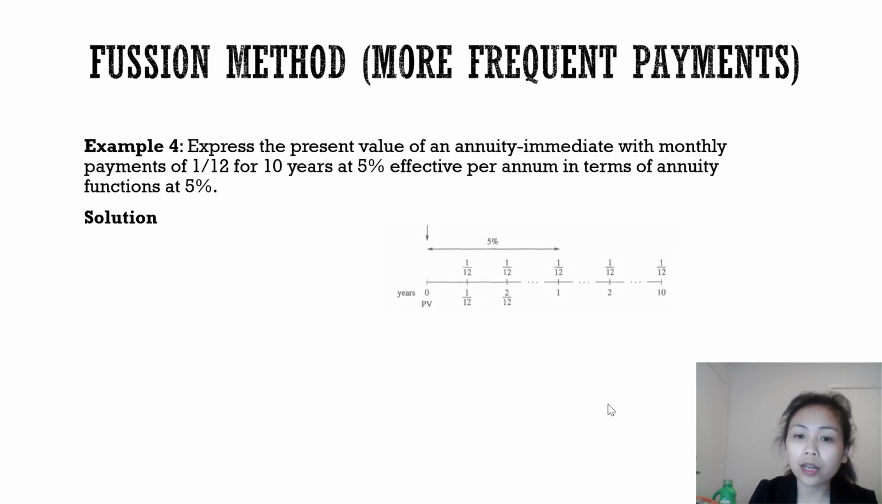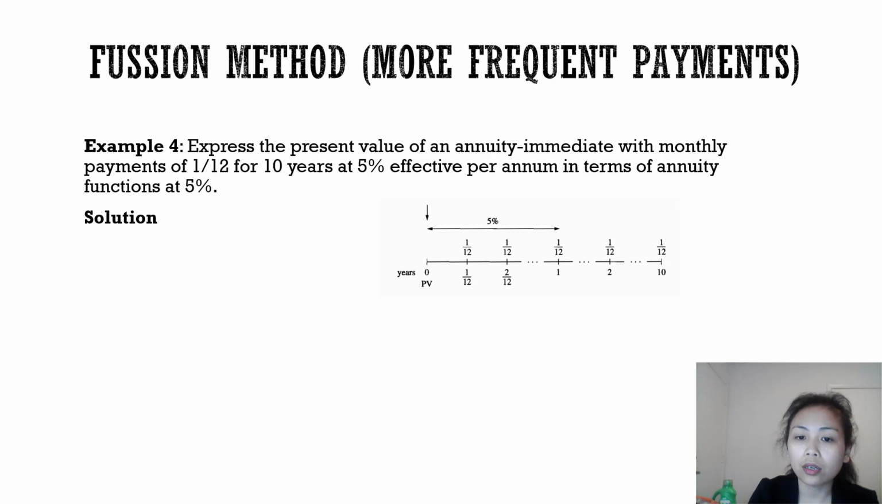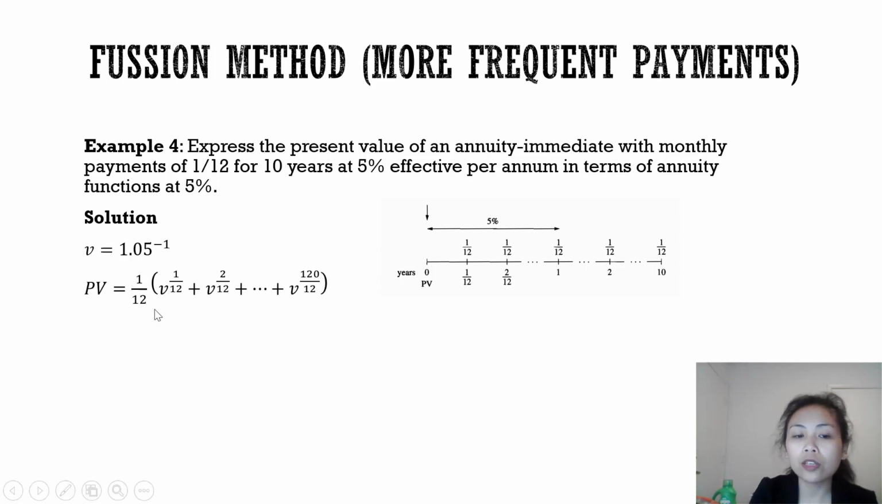So here's the time diagram. At time 1/12, that means 1 month later, we make one payment of 1/12. 1 month later we make another payment, so total we have 2/12, and so on. So let's say v is 1.05 to the -1. The present value is 1/12 times v to the 1/12 plus v to the 2/12 plus dot dot dot to v to the 120/12.